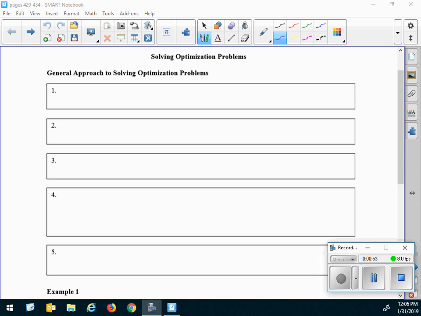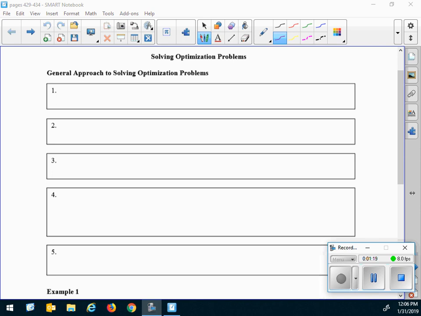I want you to look on your device at those 5 steps. It will take you a little bit of time to write them down, and I think that's time wasted right now. Let's read through those, and then we're just going to jump in with both feet and work problems. The general approach to solving optimization problems. Number 1, determine the quantity that is to be maximized or minimized. Duh.